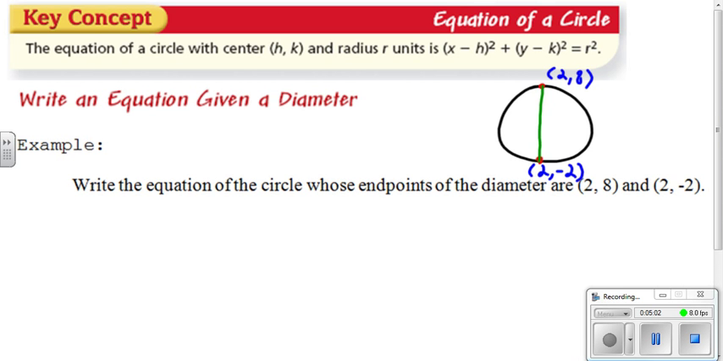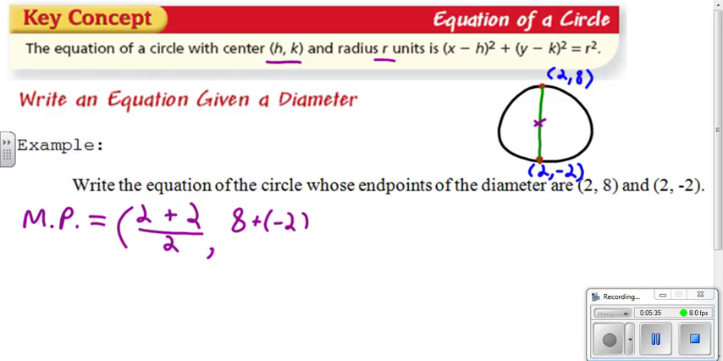So remember, the things we need for our circle: we need the center and we need the radius. Well, we aren't necessarily given either of those, but we can find them. We can find the center right there because that's the midpoint of our diameter. And remember, to find a midpoint, we take our two x values, 2 and 2, over 2. Take the average of them. Same thing with our two y values, 8 plus -2, over 2.